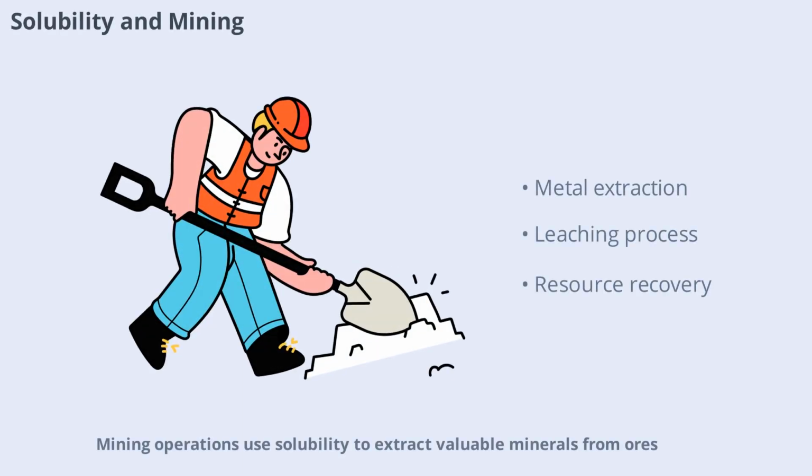Mining operations use solubility to extract valuable minerals from ores. Chemicals are added to dissolve specific metals, which are then separated and purified. This process, called leaching, is essential for producing metals like gold and copper.